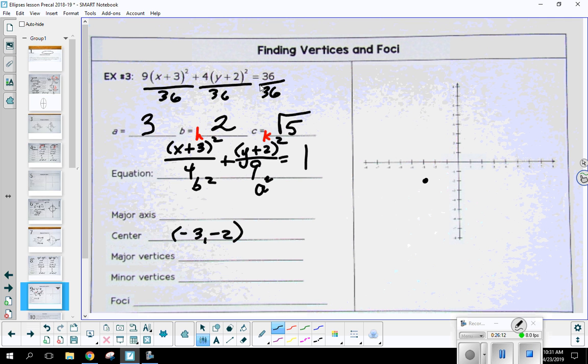Now, what direction is the major axis running? Xavier, is it going to be horizontal or vertical here? Vertical. The larger denominator is below Y. So A is always on the major, so I know from the center I'm going to go up and down 3. That means I got to go left and right 2. So from here, I'm going to go up 3.